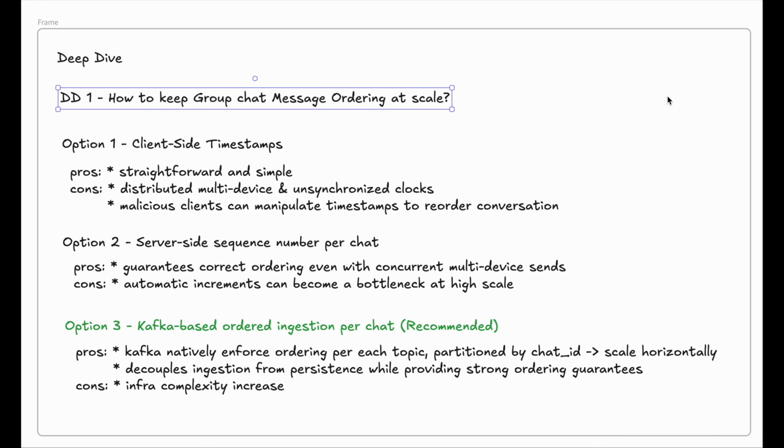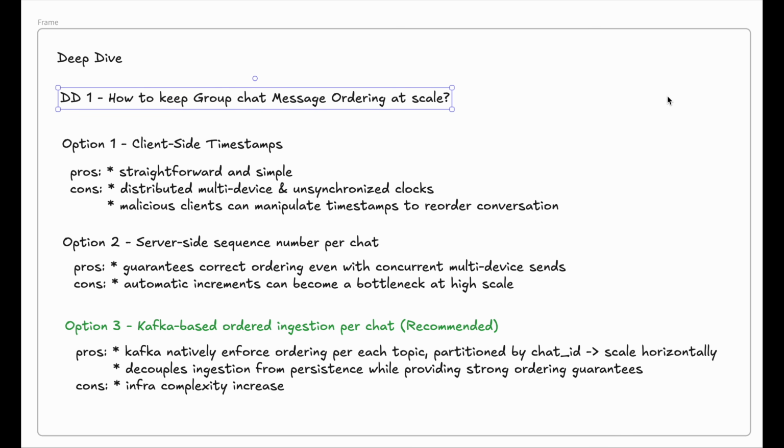Now let's start with deep dive number 1: how to keep group chat message ordering at scale. So where does this problem surface in our design, and why is it going to be a challenging problem? In our high-level design, messages flow from the client to the gateway to the chat server to the WebSocket server to devices, and then these messages are stored centrally in the message table.